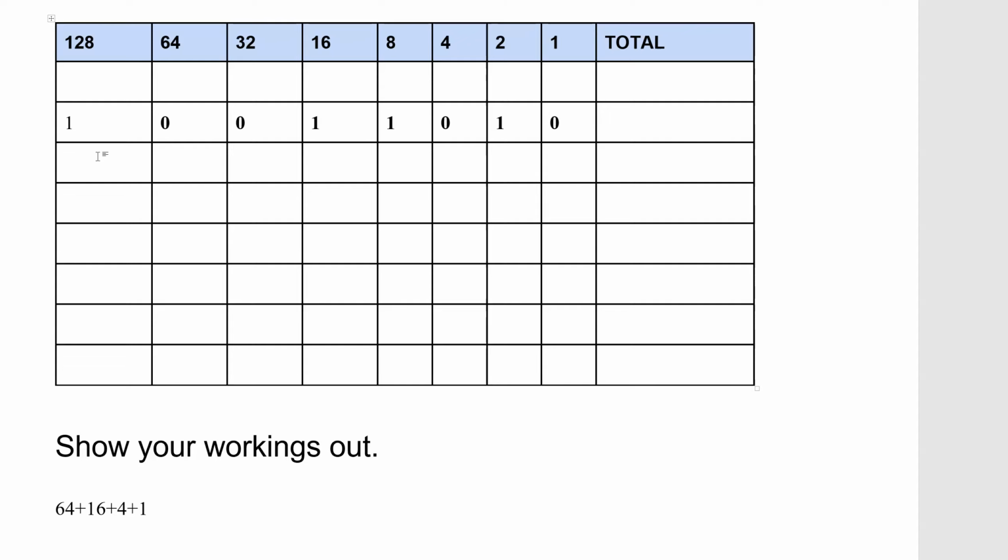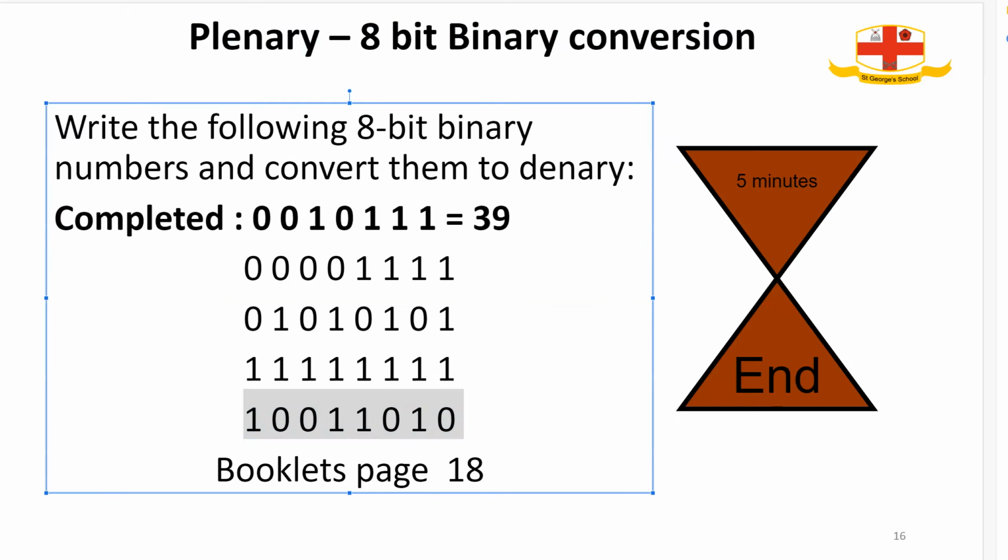Okay, it's enough time. So we're adding 128, 16, 8, 2. What's the answer to that? So we are doing 128 plus 16 plus 8 plus 2. What's it equal? 154. So hopefully you understand how we've gone from the binary numbers here to the denary number.